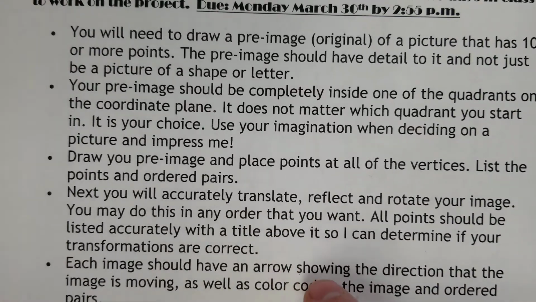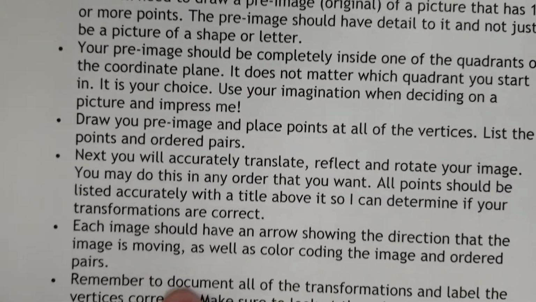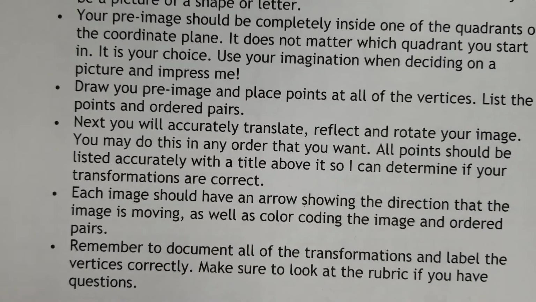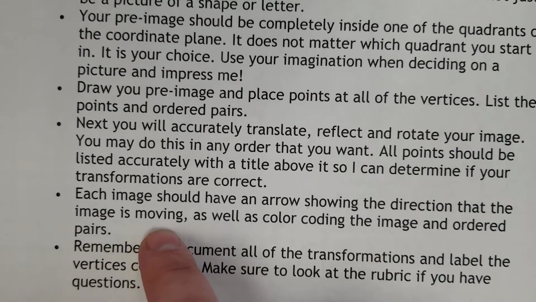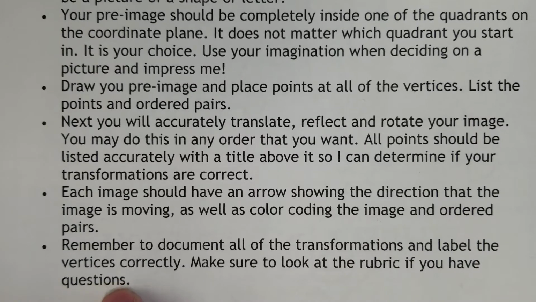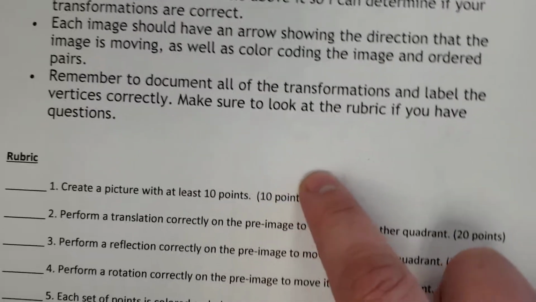All points should be listed with a title above it so we can determine if they're correct. Then each image should have an arrow showing the direction that the image is moving, as well as color coding the image in ordered pairs. And I will show you more about that in my example. All right, so you need to document all of the transformations and label the vertices correctly. So make sure you look at the rubric below.